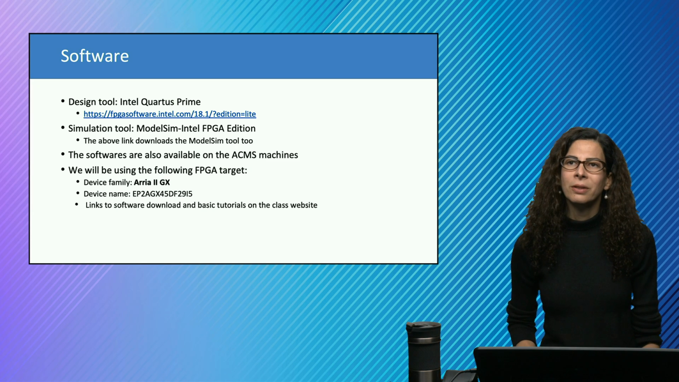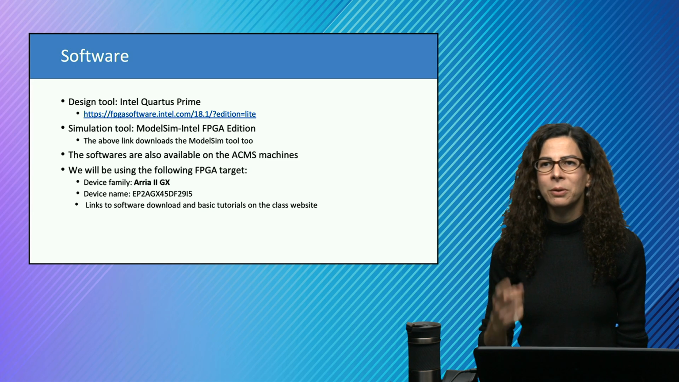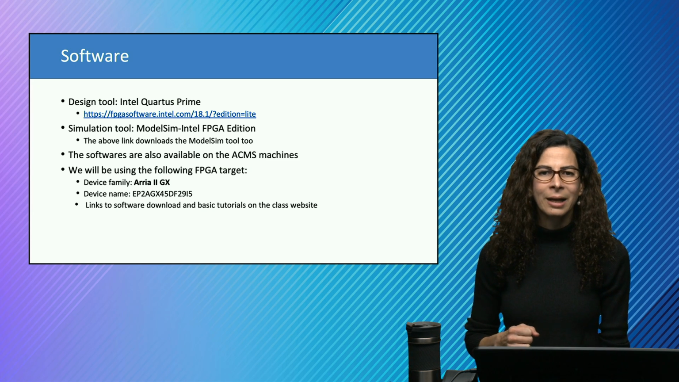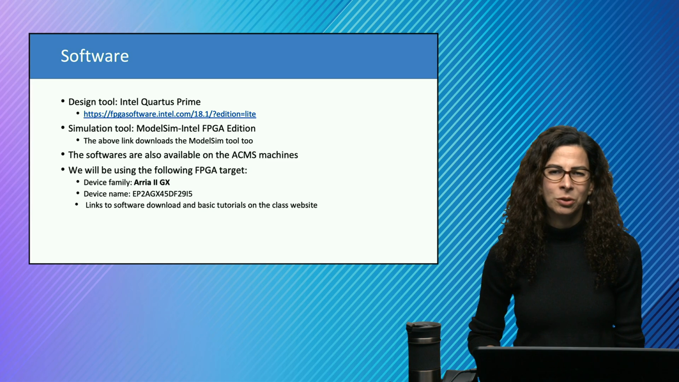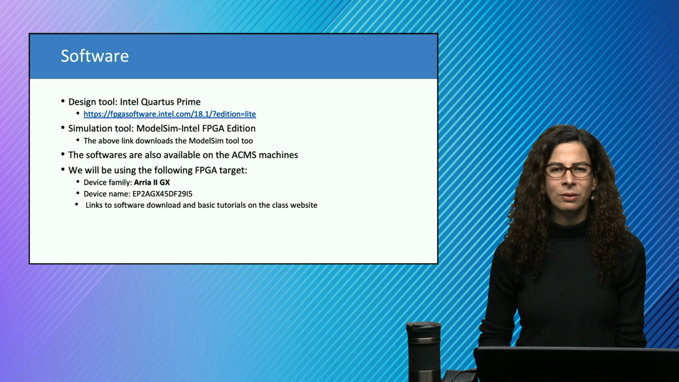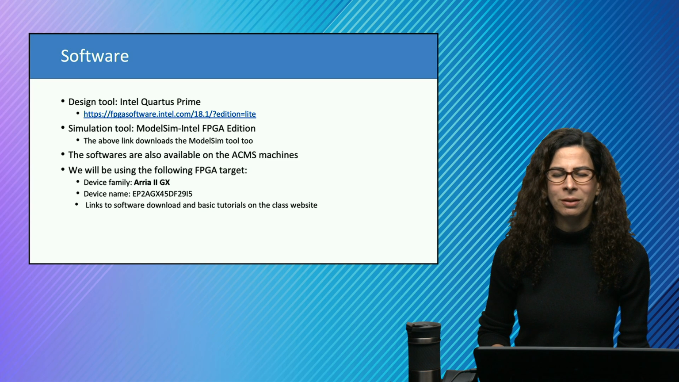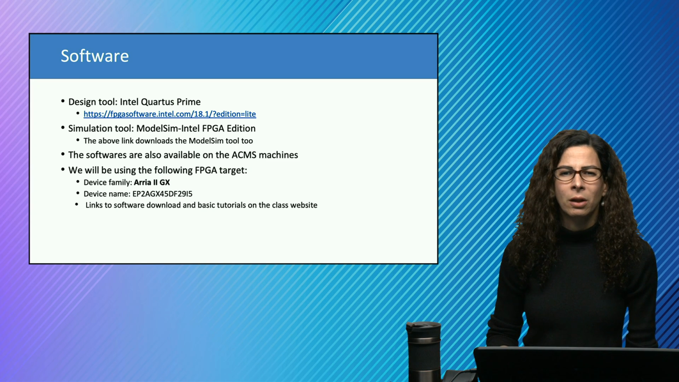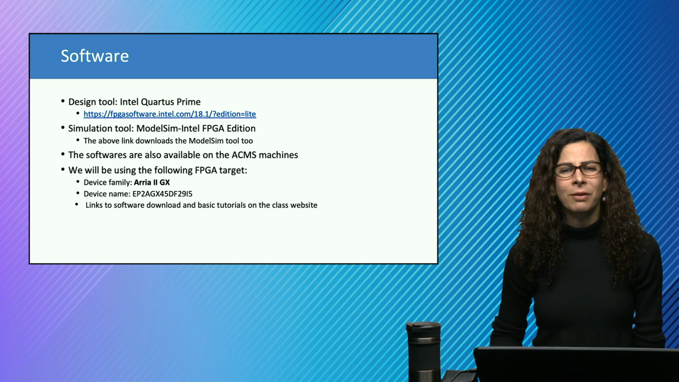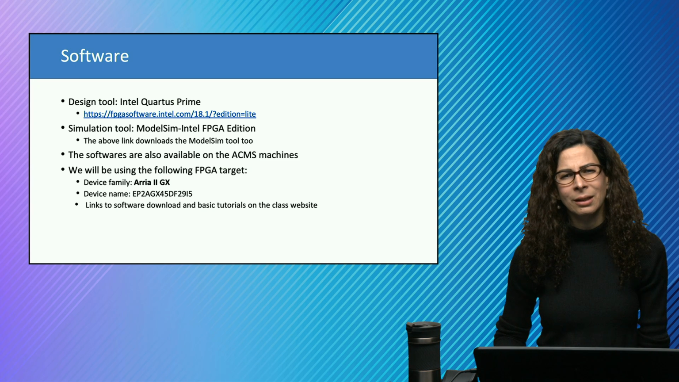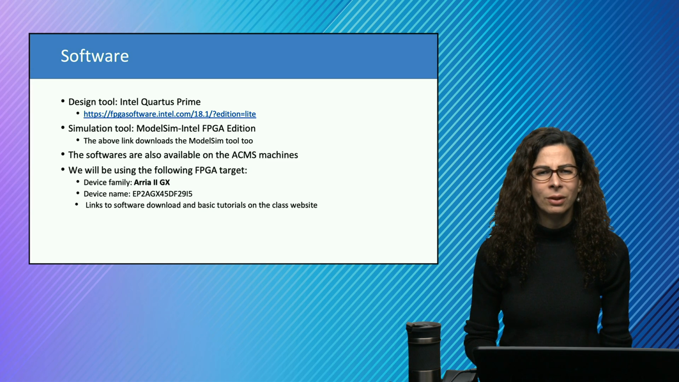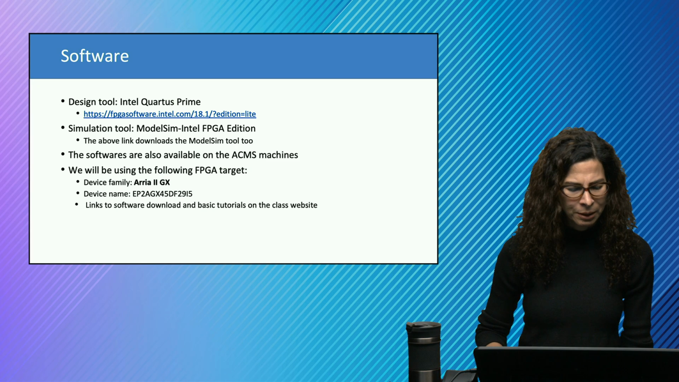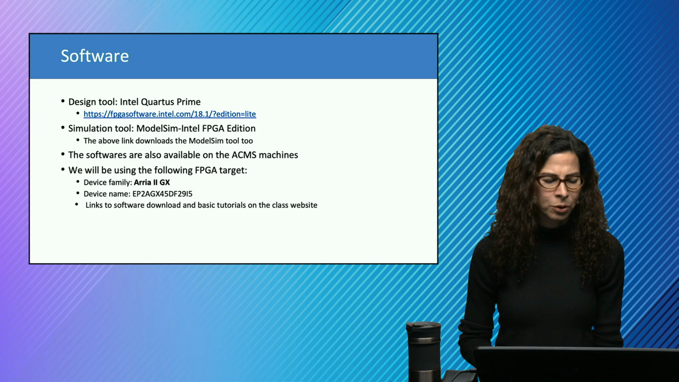The software we'll be using is the Intel Quartus Prime. You could download it at the link shown on the slide. The software is also available on the UCSC servers. We'll be posting the details on Piazza, how you could use that. If you have a Mac machine, you wouldn't be able to synthesize this on your machine, so you should log into the servers and use it. The family of the FPGA we're targeting in this class is the Intel Altera Arria II GX, and you will be looking into software download and basic tutorials on the website.